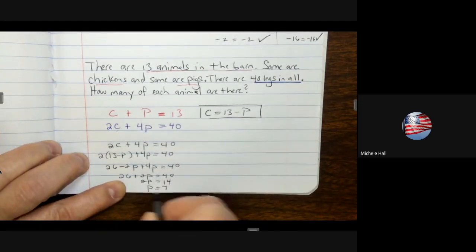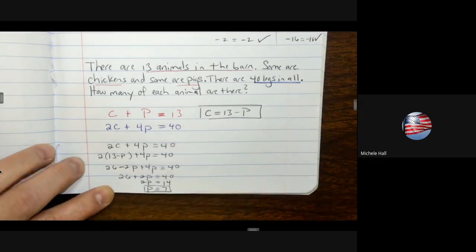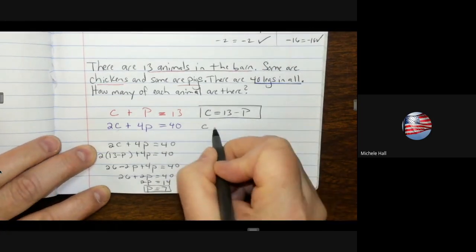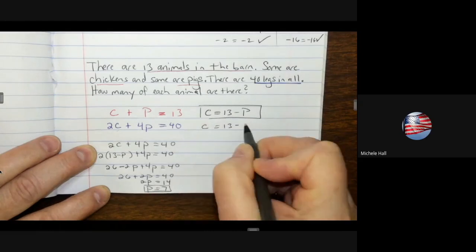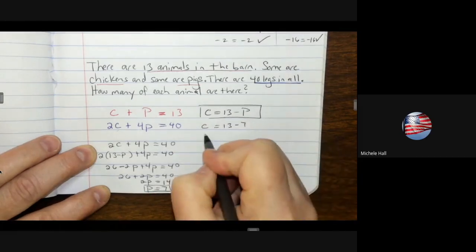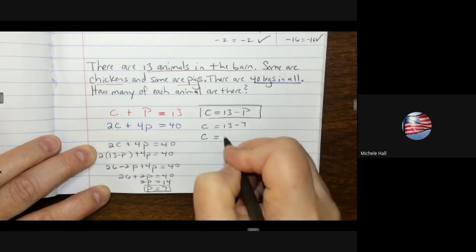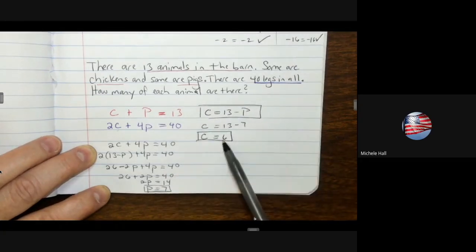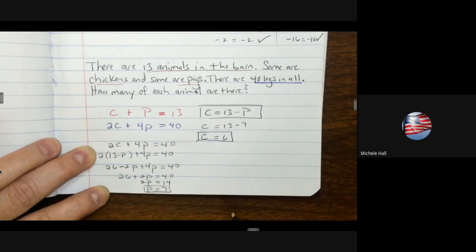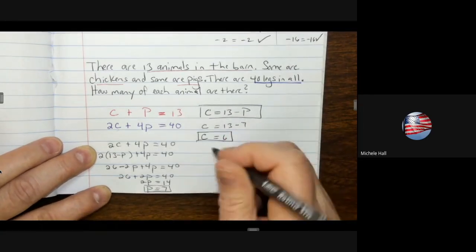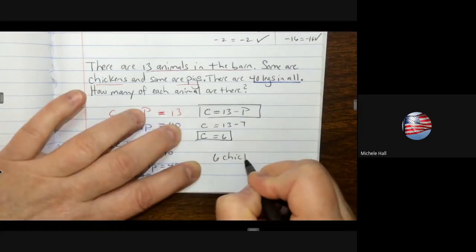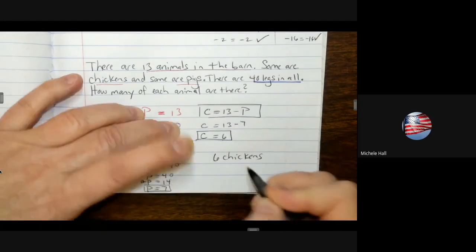Pigs equals 7. So chickens is 13 minus 7 pigs, and we see that chickens is 6. 6 plus 7 is 13. So there are 6 chickens and 7 pigs.